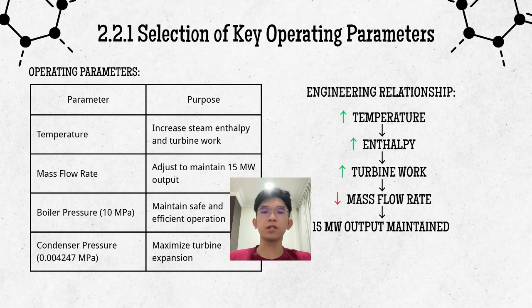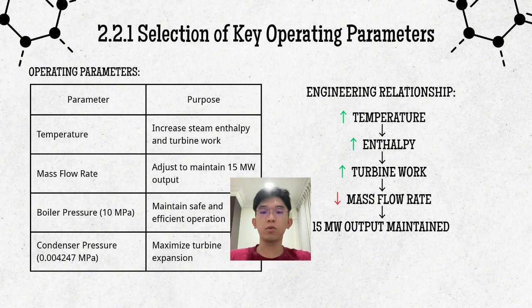Moving on to selection of key operating parameters. This slide explains why these operating parameters were selected and how they influence the performance of a Rankine cycle. Temperature is one of the most important parameters because increasing the turbine inlet temperature increases the steam enthalpy. With high enthalpy, the turbine is able to extract more energy from each kilogram of steam, resulting in greater turbine work. Since each kilogram of steam produces more work, the required mass flow rate can be reduced while still maintaining the target output of 15 megawatts.